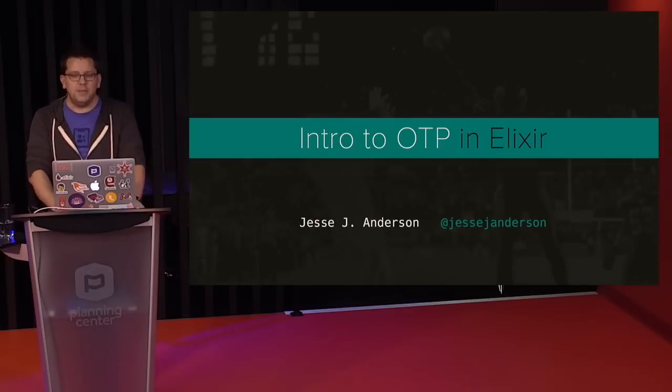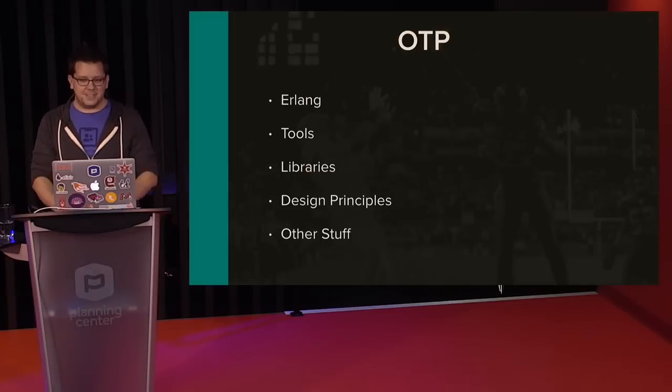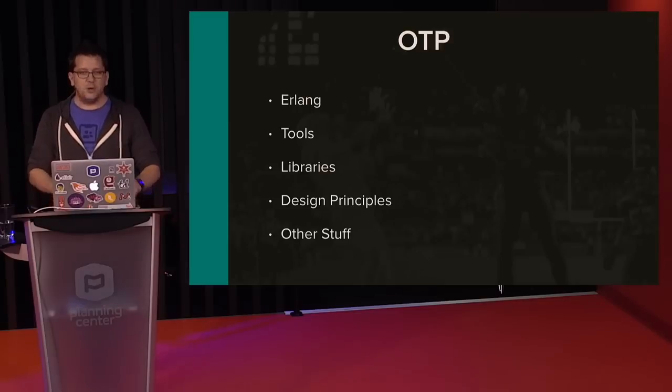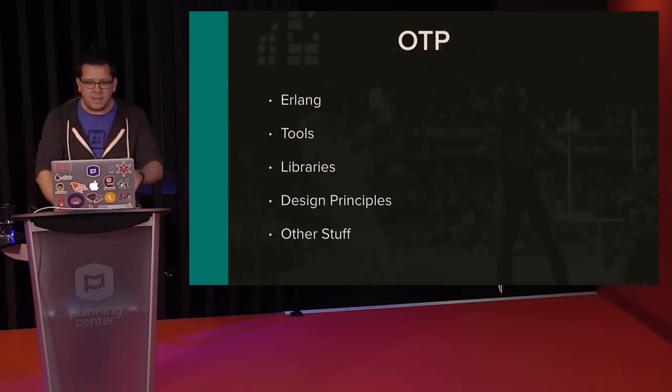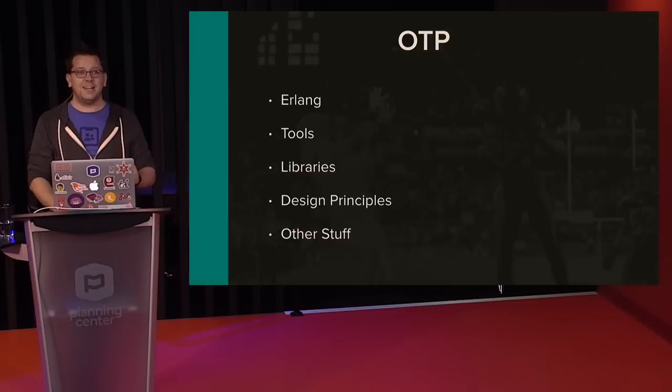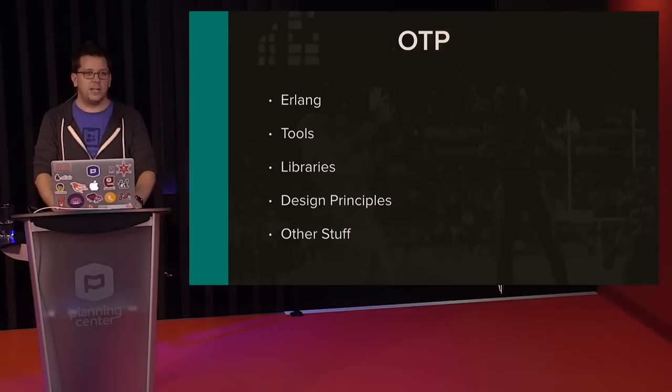So OTP is, Erlang was built in 1986, and then OTP was combined with it, and it was released open source in 1998. So Erlang and OTP came out, and it's been around for 20, 30 years now. It has a lot of parts to it. Here you can see a list: Erlang, the programming language, and the compiler. That's part of OTP. It's got a bunch of tools for in-memory data storage.